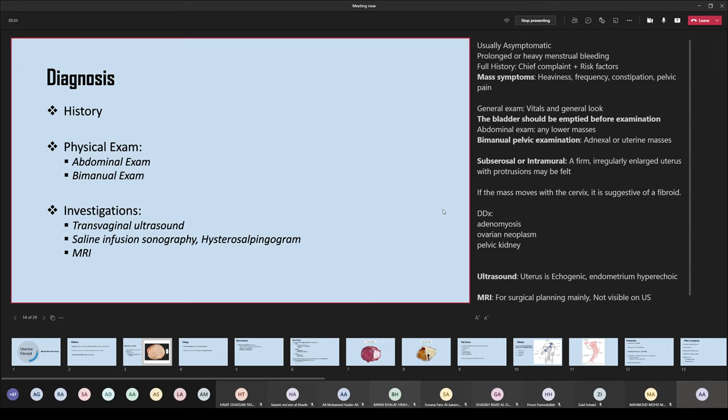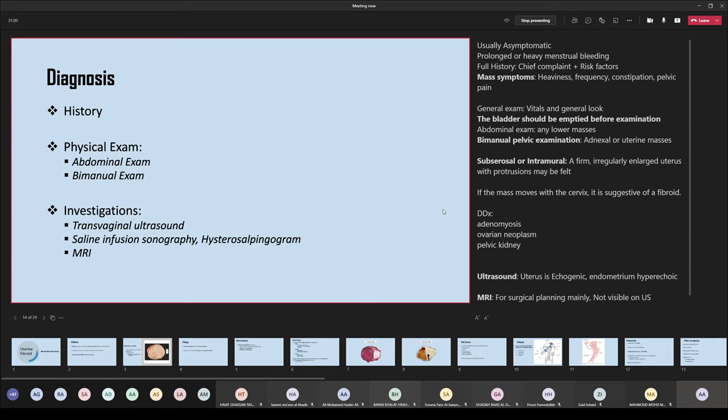large fibroids can cause frequency or bladder or bowel symptoms. So frequency, constipation, sometimes pelvic pain. Moving to the examination, again, we start with basic stuff: general exam, vitals, general look.